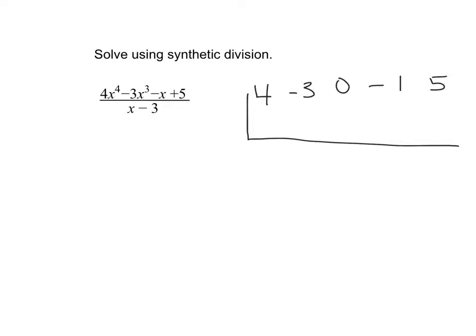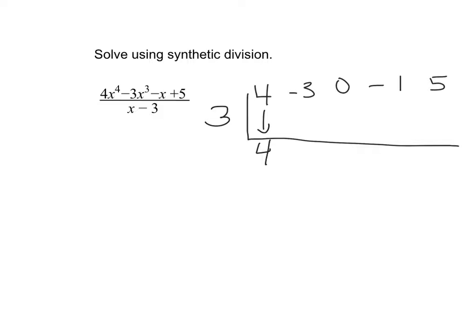All right, now I'm going to put on the outside, I use the divisor here, but I don't want to use -3, I want to use the negative of that. So I would want to use 3, or the inverse, or the opposite of that. So I'm going to use 3 on the outside. All right, and then I'm always going to drop down the first term. I do that every time.